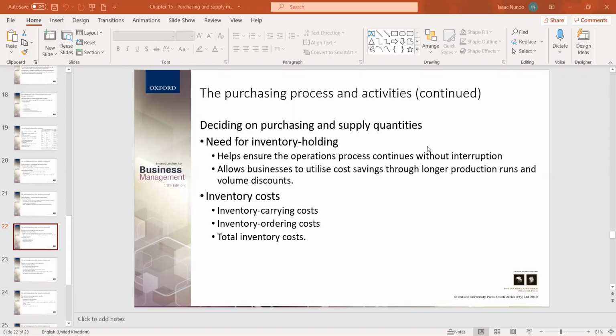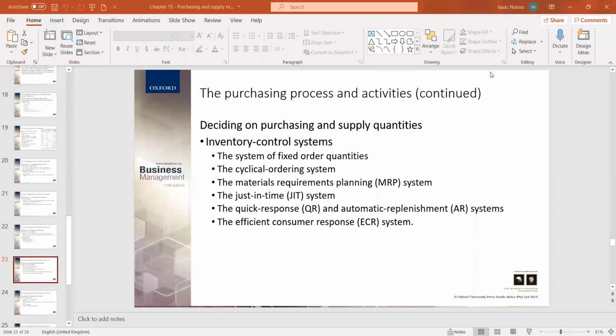Then the total inventory cost. The total inventory cost is the sum of all carrying costs and the ordering costs. So the sum of these first two gives us the total inventory cost. So holding inventory comes at a cost to a business. So in terms of a decision on the right amount of goods to be purchased, or the quantity, there are various inventory control systems that we can look at.